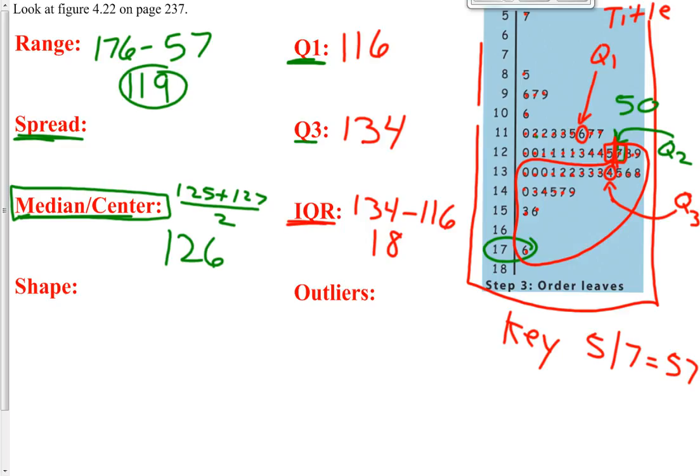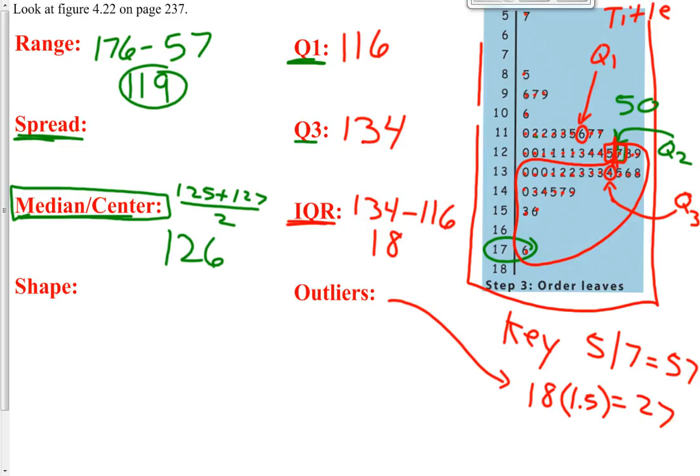Okay, now our outliers. Pay very close attention on this part because it is very important. Our outliers are more than 1.5 interquartile ranges above Q3 or below Q1. So we have to take our interquartile range. Here's our outlier work. Our interquartile range is 18. We have to multiply that by 1.5, because it's 1.5 interquartile ranges above Q3. So if we multiply 18 times 1.5, we get 27.